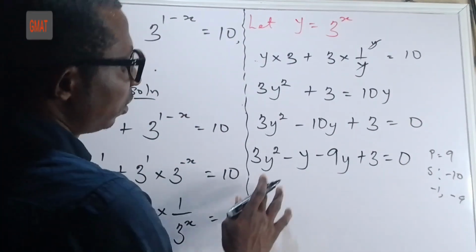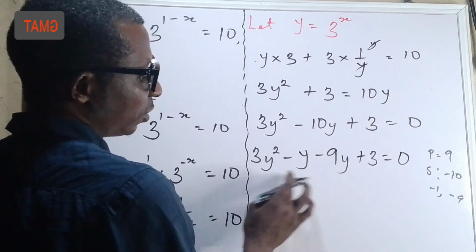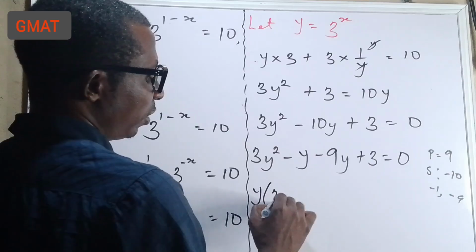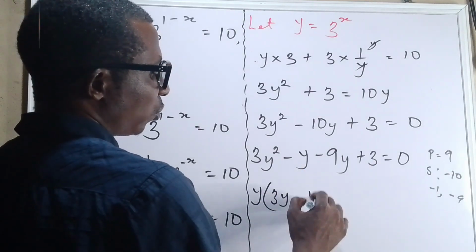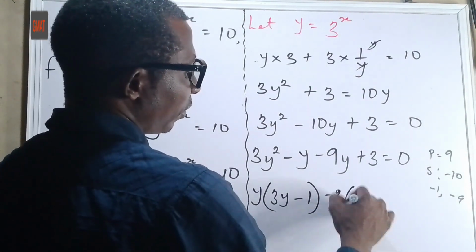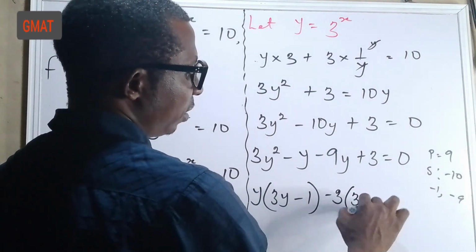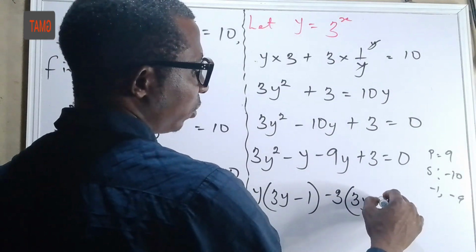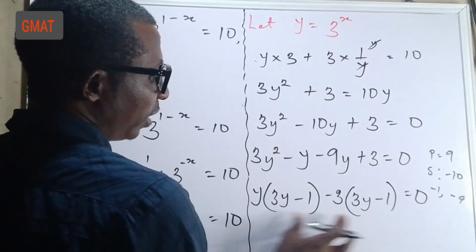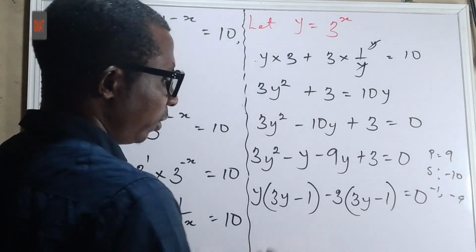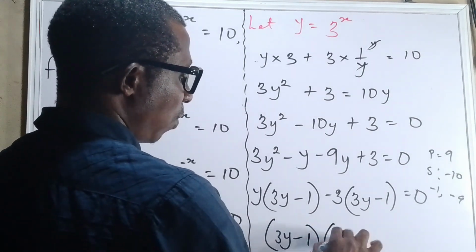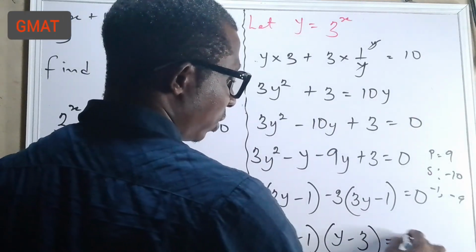Right? So now let's look at the first pair here. You look for the common factor. Now the common factor is y. So when you divide 3y squared by y, you have 3y. Divide this by y, you have minus 1. Okay, so the common factor here is minus 3. When you divide this by minus 3, you have 3y. Divide 3 by minus 3, you have minus 1, equals 0. Right? So the common factor here is 3y minus 1. So you have 3y minus 1, and you are left with y minus 3 equals 0.